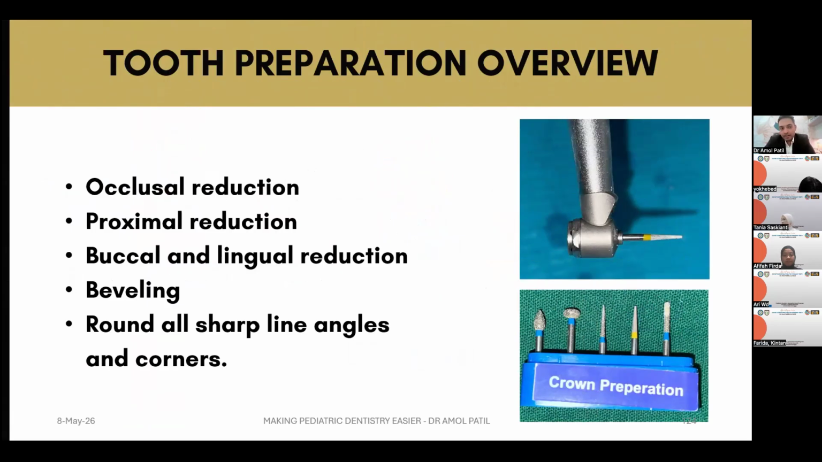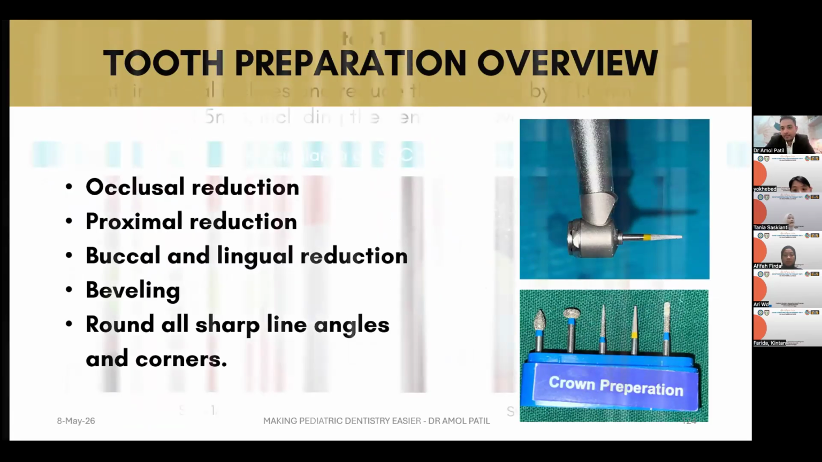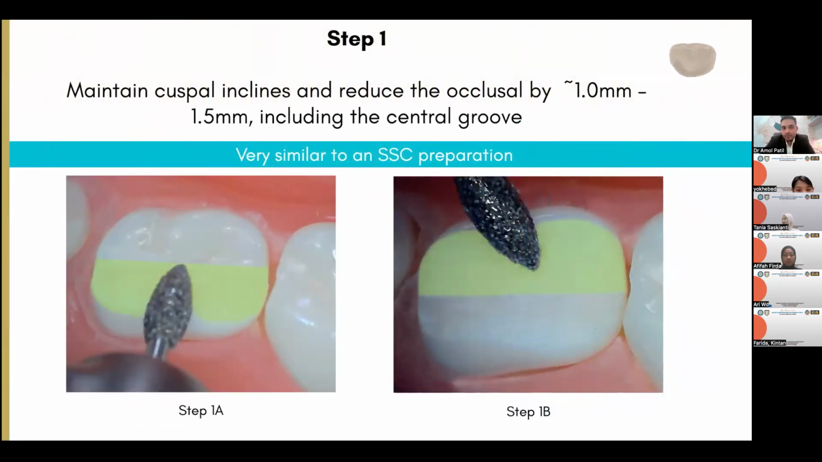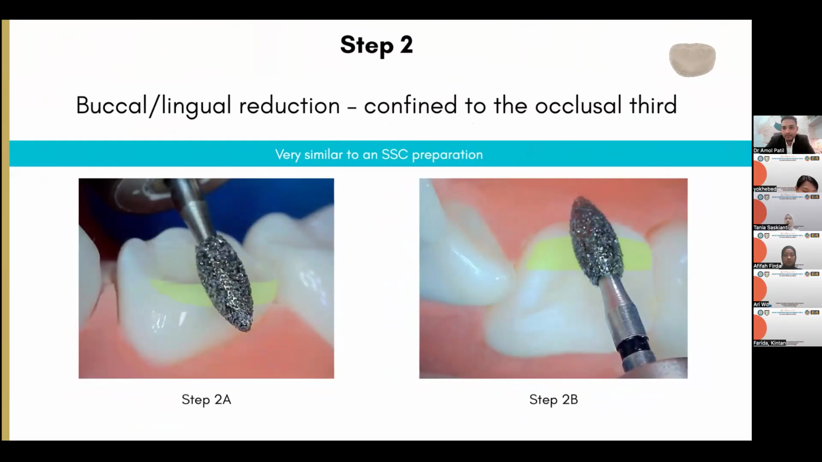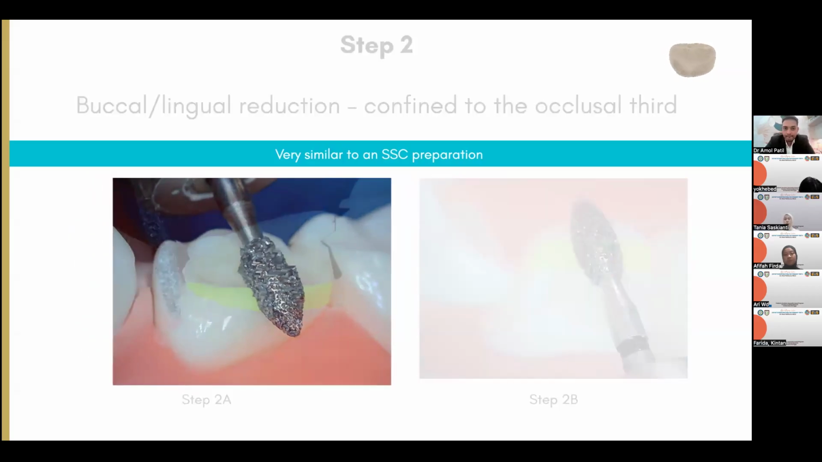So first will be occlusal reduction, then proximal and buccal and lingual reduction, followed by beveling and finishing and polishing. So when we prepare the occlusal tooth part, it should be 1 to 1.5 mm. Followed by that, we need to move on to buccal and lingual preparation because there are highest points of contour on the buccal and lingual aspects. In case of lower molars, these highest points of contour are present on the buccal aspect, whereas in the case of upper molars or maxillary molars, these highest points of contour are present on the palatal aspects.